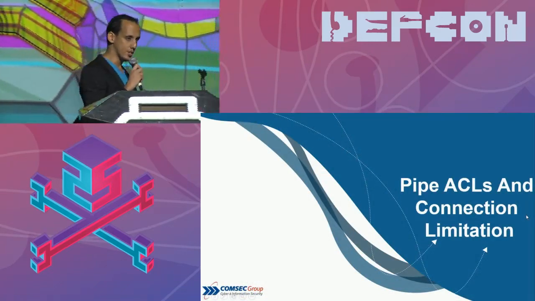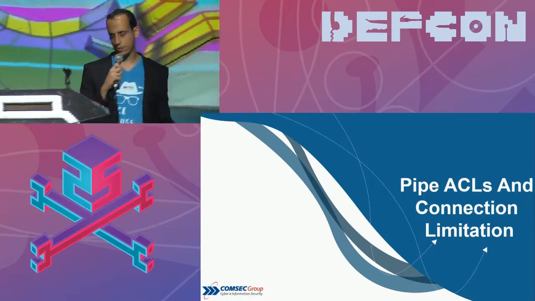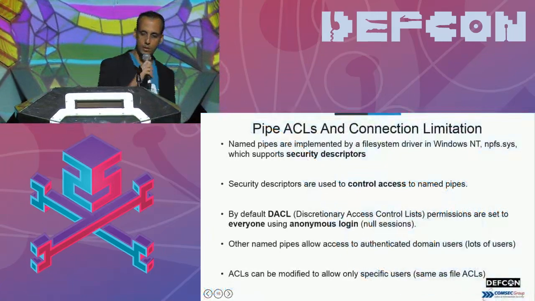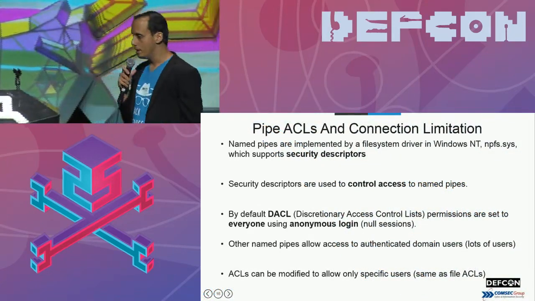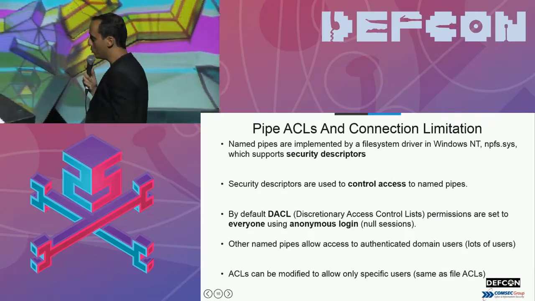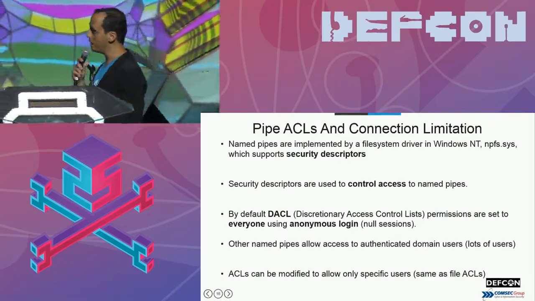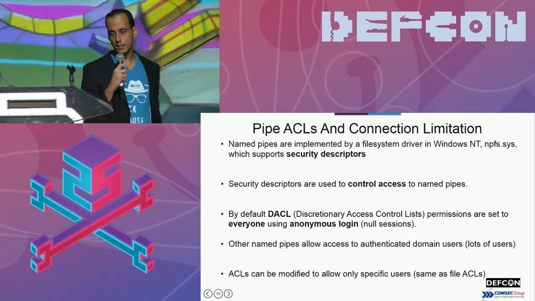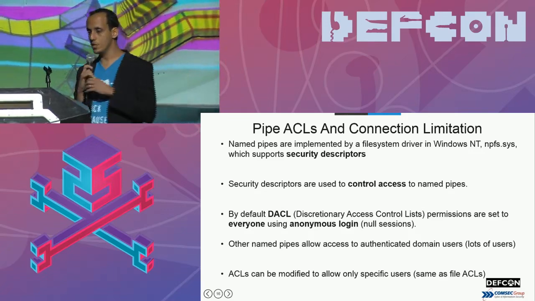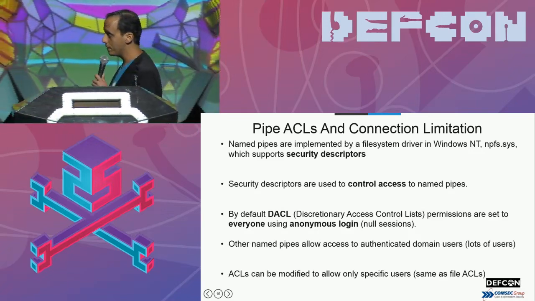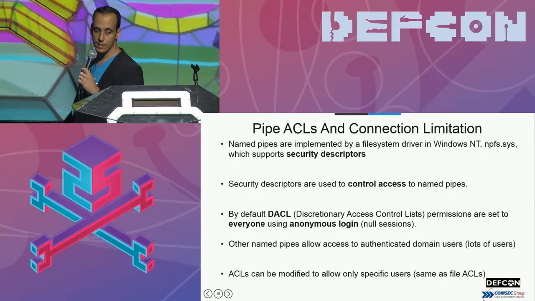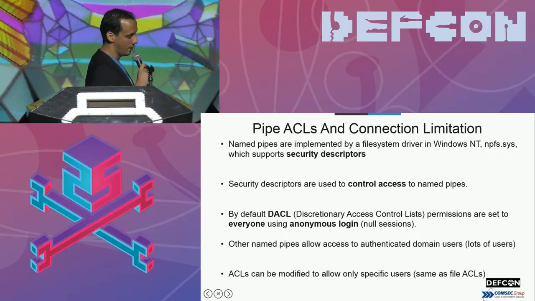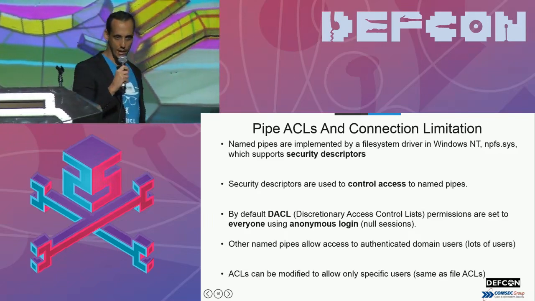But there are some limitations. If you are a programmer and you start your own named pipe, you listen to a named pipe, you can protect it. So how can you do it? Using ACLs. Named pipes are implemented by a file system driver in Windows NT, started from Windows 8 in fact, and they follow the ACLs or DACLs, discretionary access control list permissions, but the default value is that the permission is set to anyone or anonymous login. So if you create your own named pipe and you don't set the ACLs specifically, anyone can connect to it.